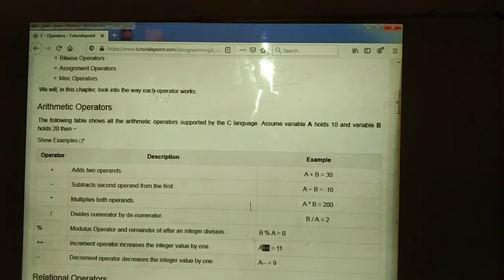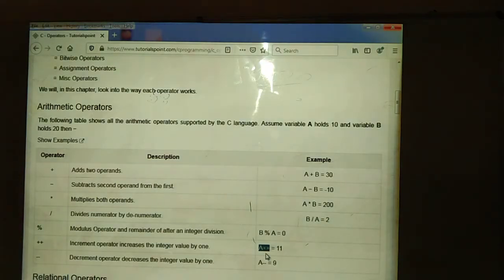Plus plus means 1 will be incremented. Minus minus means decrement operator, which decreases the integer value by 1. These are the symbols we are going to be using in the arithmetic operators. First, we can see the arithmetic operators.